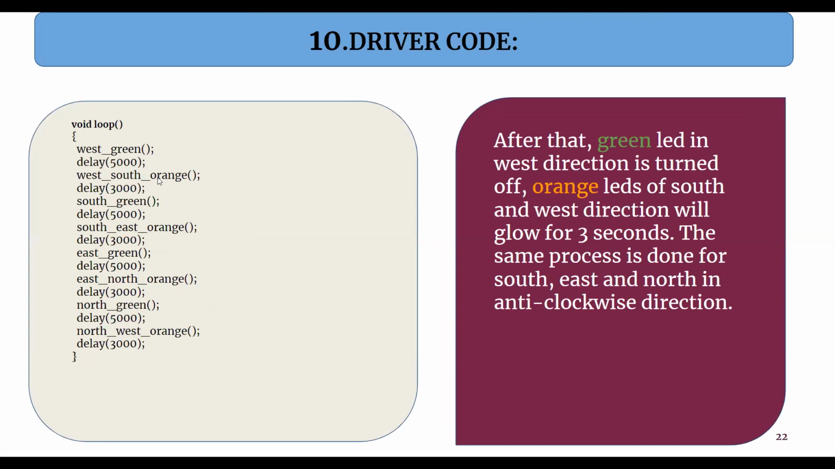After it is turned off, the orange bulbs in the west and south directions will glow for 3 seconds. And after 3 seconds, we are allowing the green south traffic. The green bulb in the south direction will be turned on for 5 seconds. Simultaneously, in anti-clockwise direction, the loop runs infinite times. Thank you.